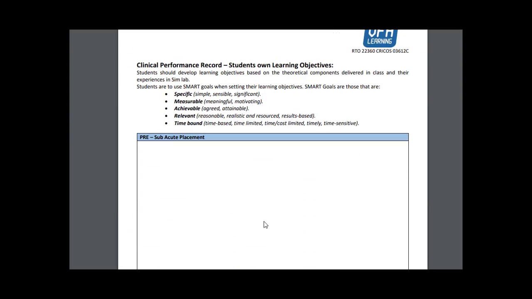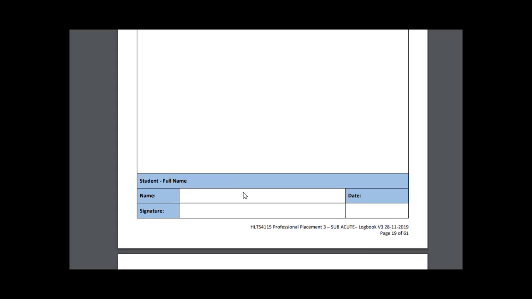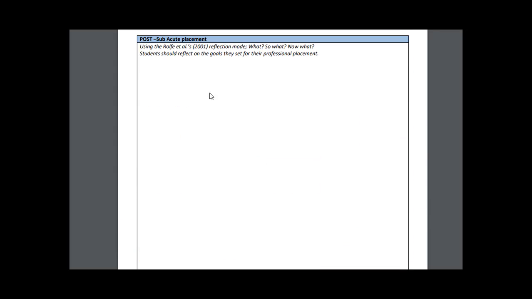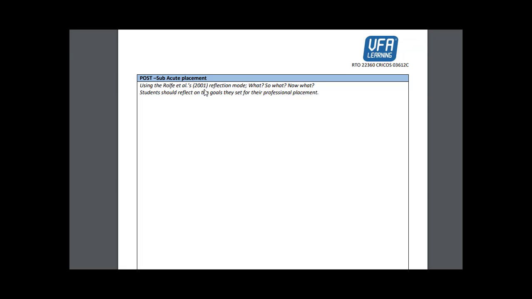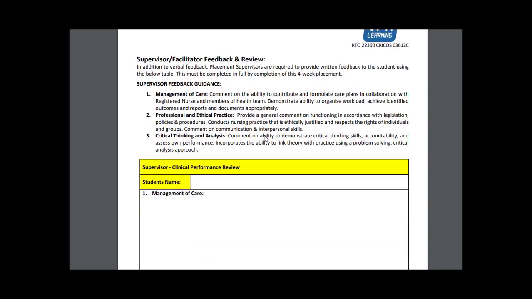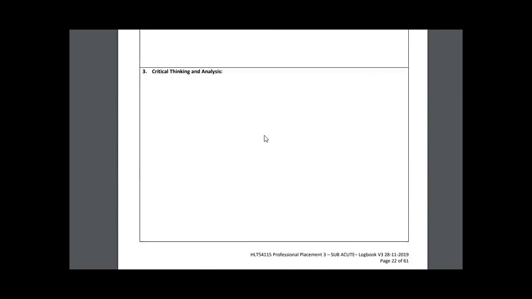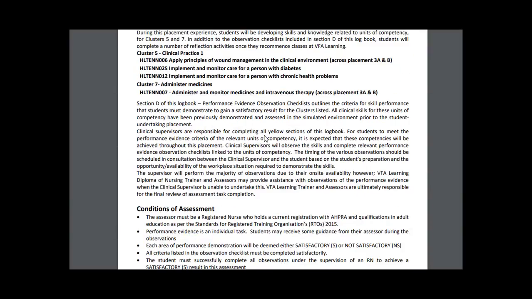We've changed the learning objectives to SMART measurable goals that we've been working on in class, and we've also included all of the reflections in our Rolfe model. This is for the facilitator, and then it just summarises the units of competency.